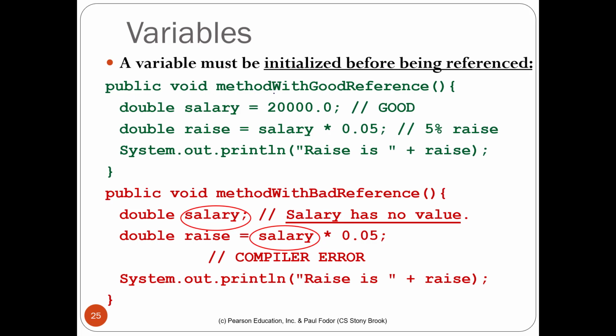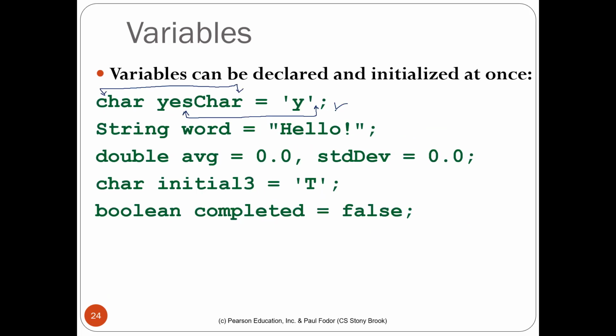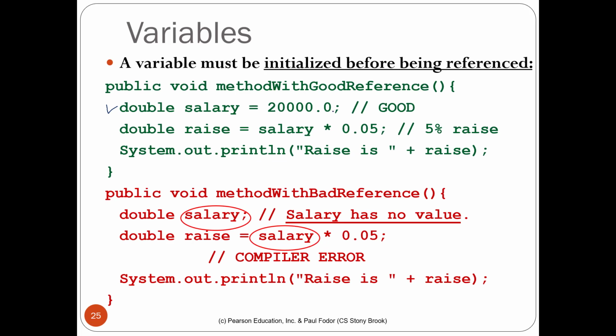Public void method with good reference. What does it mean? You are declaring here double salary and then you are initializing as well. So from the previous slide we learned that the declaration as well as initialization we can put in one statement. After that what we did, we computed raise.